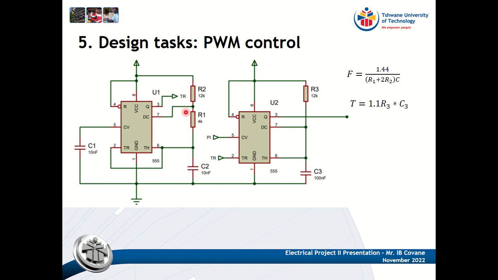So let's look at the PWM control again. Here we calculated the switching frequency using these two resistors and a capacitor. We use this formula, 1.44 divided by (R1 plus 2 times R2) multiplied by C. Then on our monostable, we got our duty cycle, which will be changed. I selected a capacitor of 100 nanofarads and designed this resistor of 12 kilo ohms.